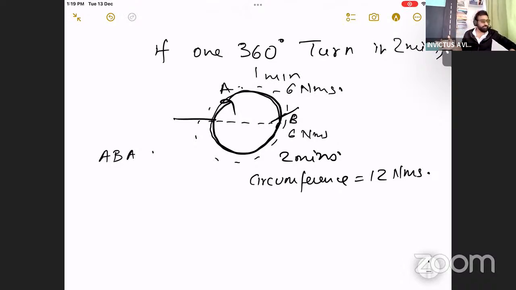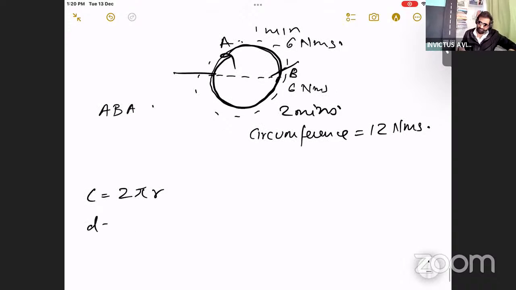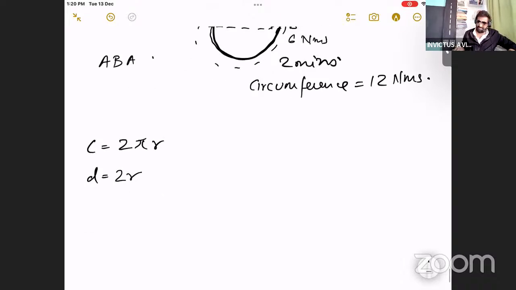Now I just need the formula for circumference. Circumference is 2 pi r. If I get radius, I can find diameter. So I'll just give you circumference is equal to 2 pi r. Diameter is equal to 2r, right? And pi is equal to 3.14. So you have circumference. Let's find out the r and then let's find out the d.